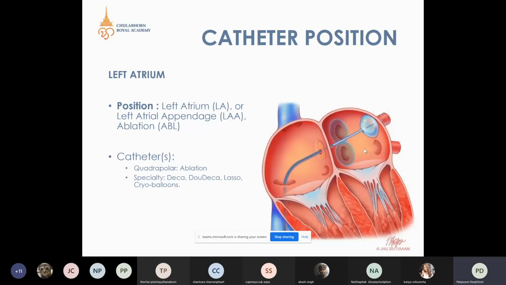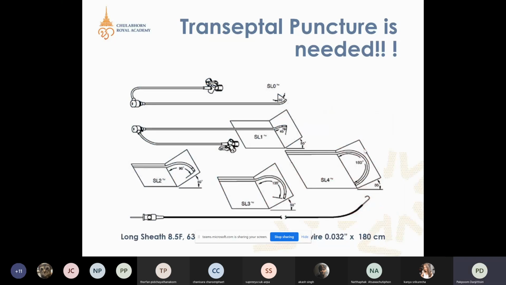So if the doctor wants to approach the left atrium, definitely he needs to do more procedure, just like transseptal puncture, because transseptal puncture is a procedure that tries to make a connection from the right side of the heart to the left side of the heart through the interatrial septum.